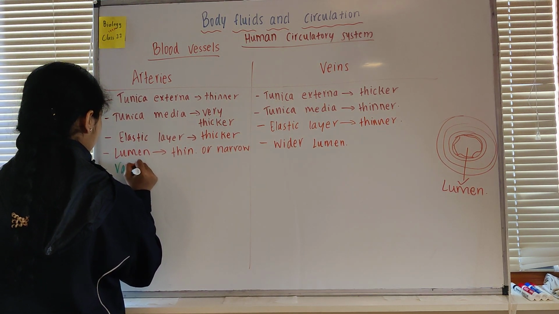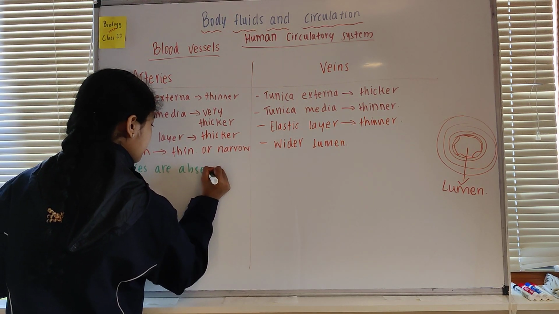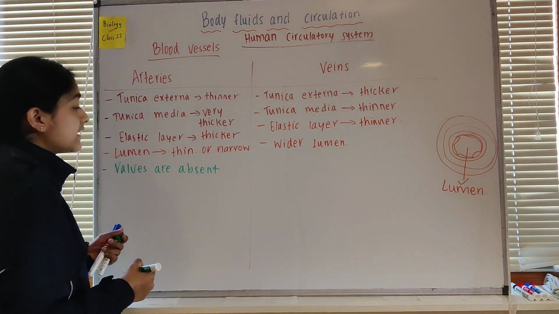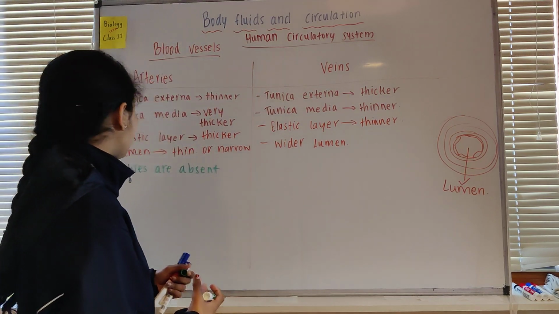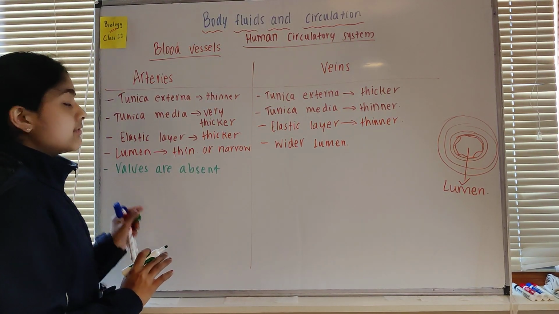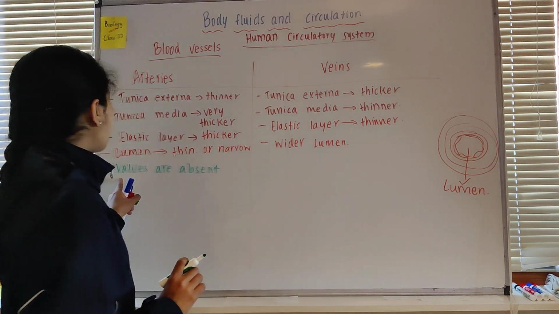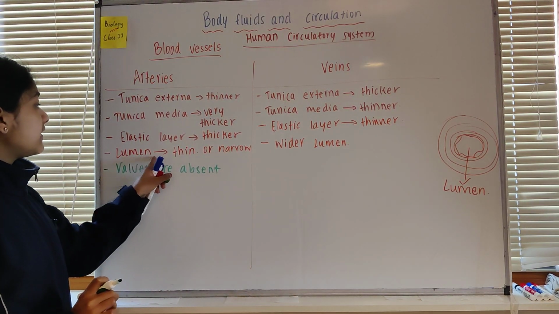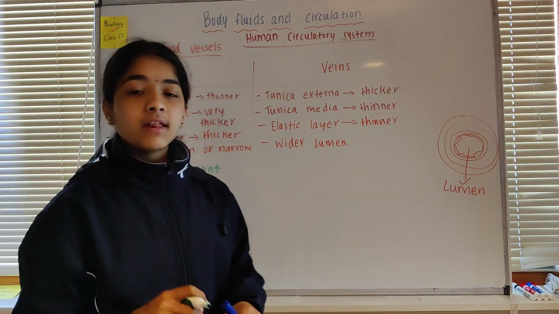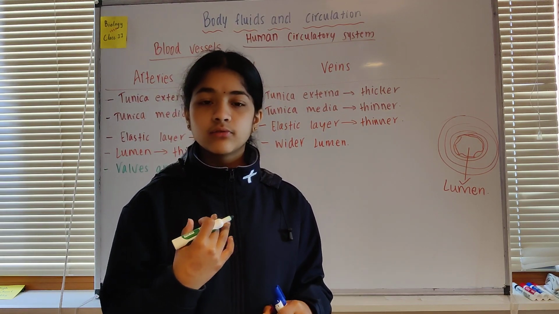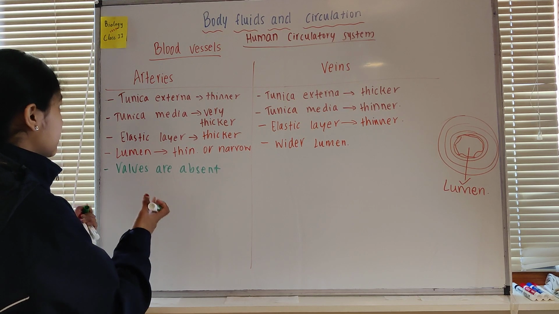Valves are absent in case of arteries. Now, why are the valves absent? Valves are there to prevent the backflow of the blood. Here we said that there is a thin or narrow lumen. If there is a narrow lumen, there is very little chance that the blood will flow backwards. That's why there is no need of valves in the case of arteries.